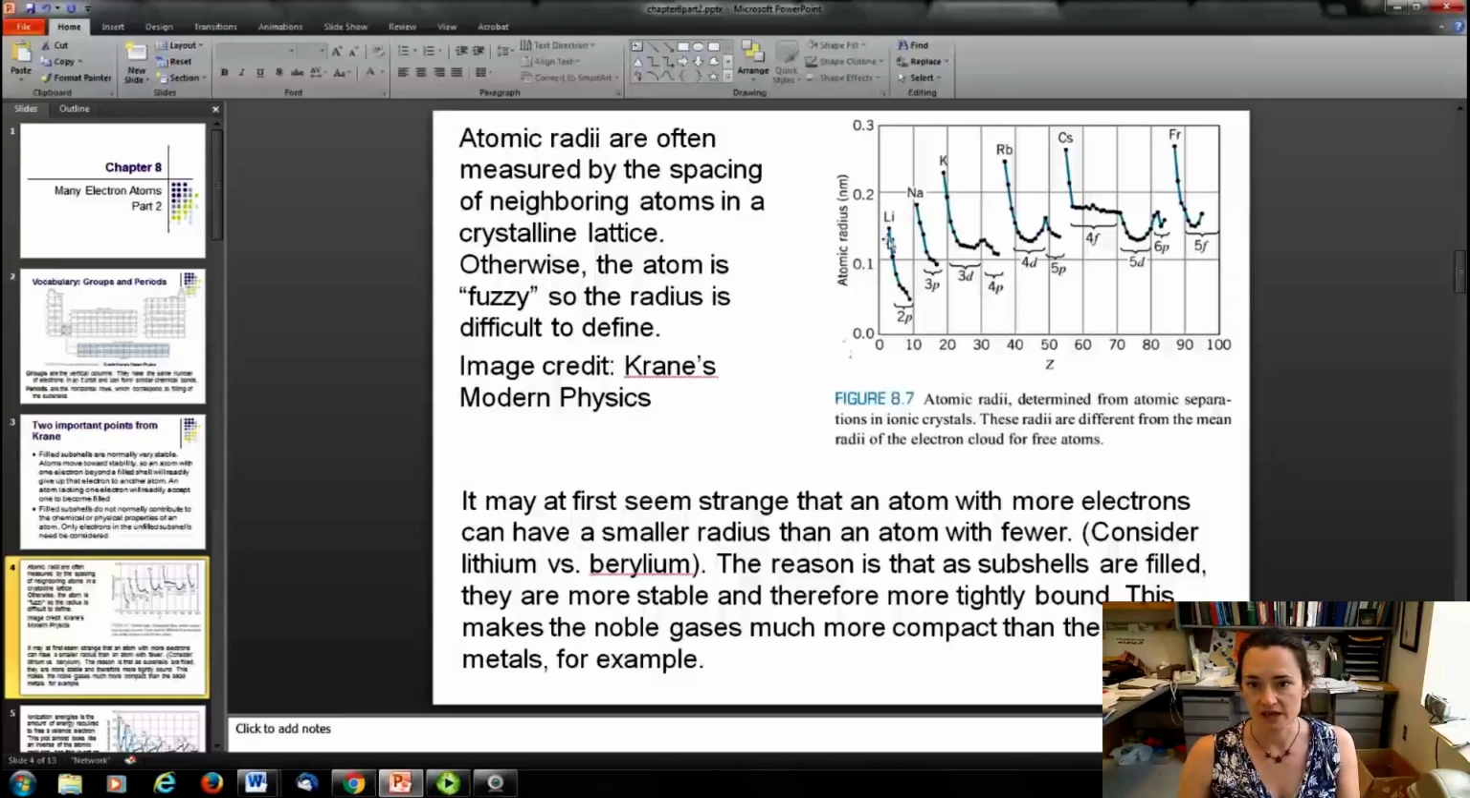So you can see that your alkali metals, in other words, the first column of the periodic table, lithium, sodium, potassium, and so on and so forth, are all the ones with the largest radii from that particular row of the periodic table.